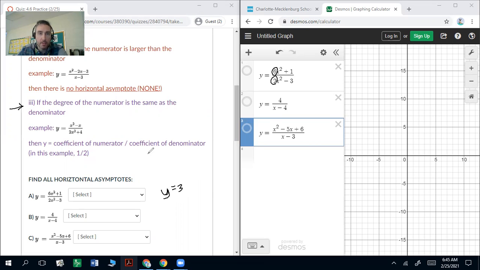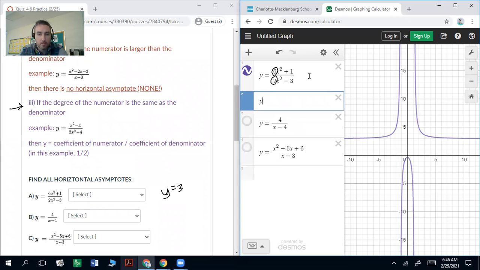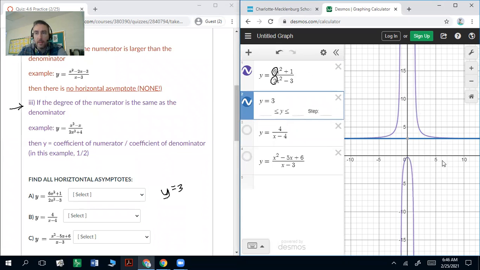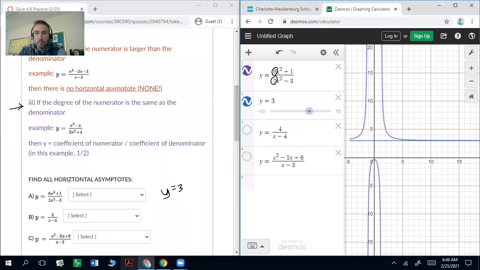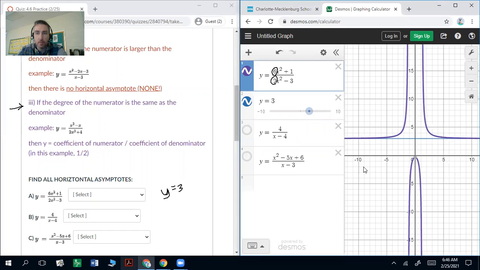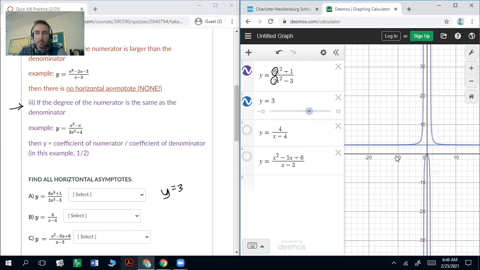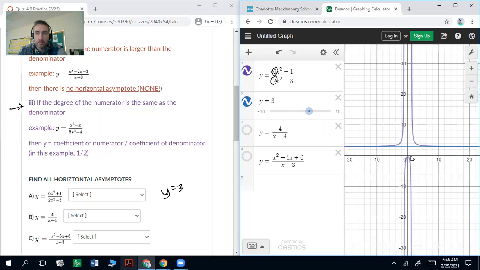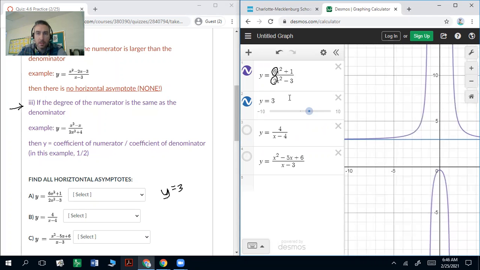Now, if you graph it, you can see that this graph will basically approach the line, but it'll never go over it. So y equals 3 is an appropriate horizontal asymptote. Let me turn those off.